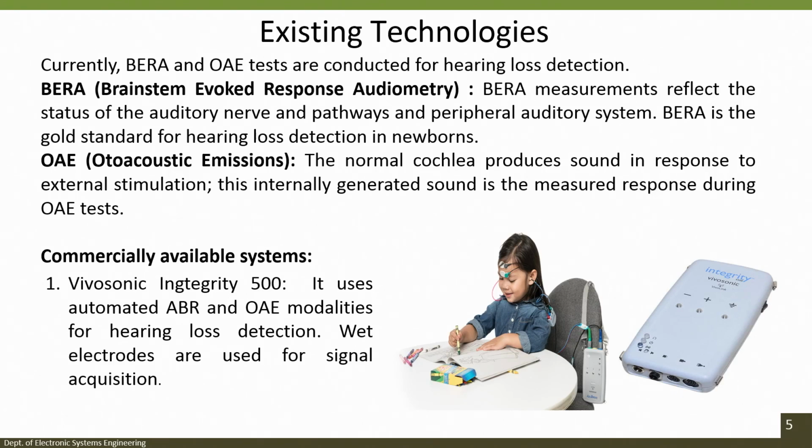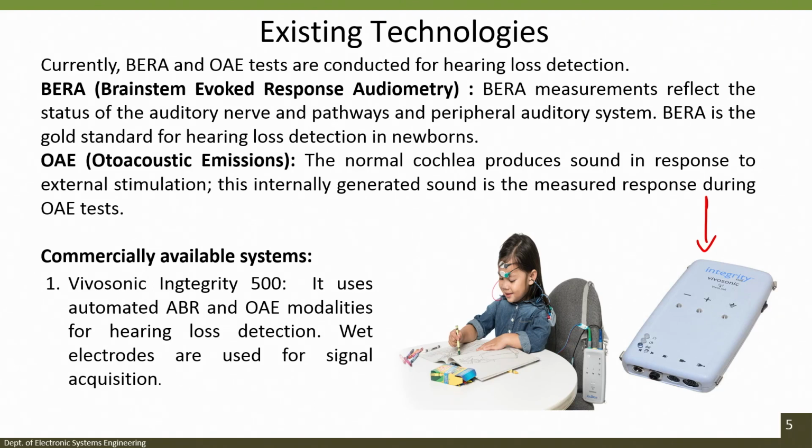For hearing loss detection, the normal cochlea produces sound in response to external stimulation. This internally generated sound is the measured response during the otoacoustic emissions. Now, the first commercially available system is the Vivosonic Integrity 500, which looks like the one that I have here. It uses automated ABR and OAE modalities for hearing loss detection. Wet electrodes are used for signal acquisition. I will show you how exactly the wet electrode looks.